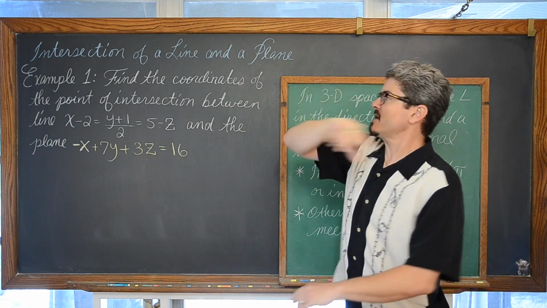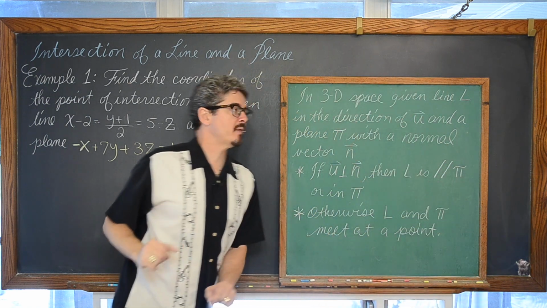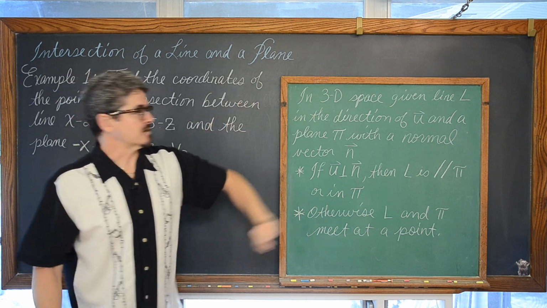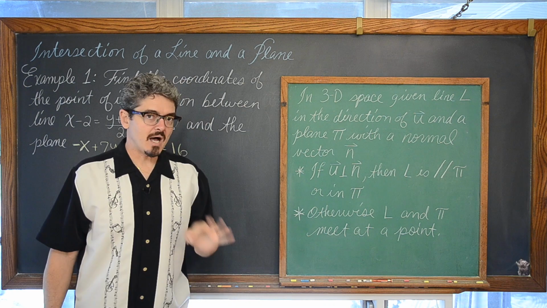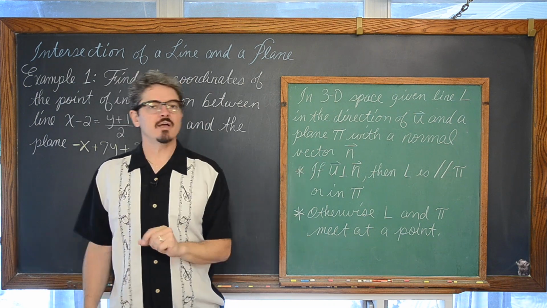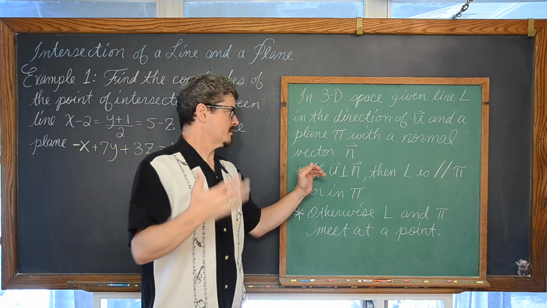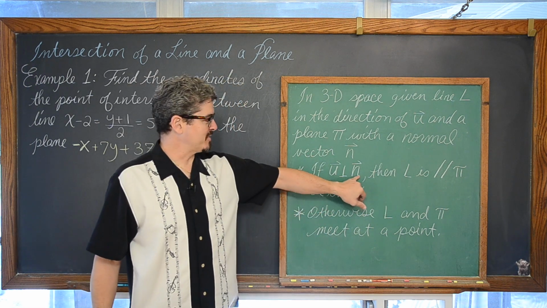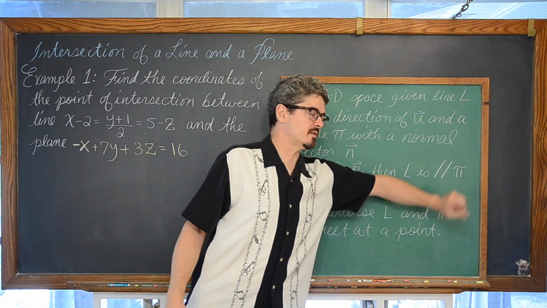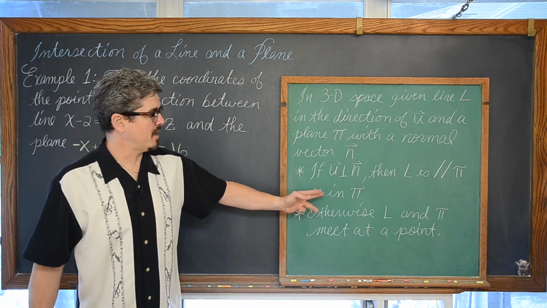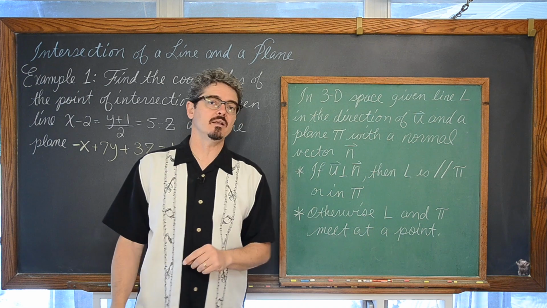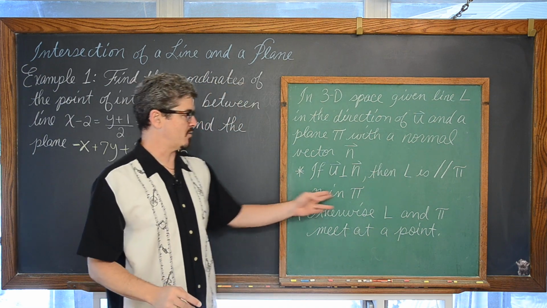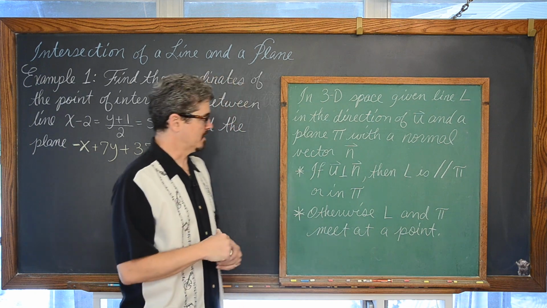So, in this example, here's what we're looking at. In 3D space, if you have a given line L in the direction of vector u and a plane pi with a normal vector n, if vector u is perpendicular to vector n, then the line L is parallel to the plane pi, or it's actually in the plane. So there's going to be either no solution or an infinite number of solutions because every point on the line is also in the plane.